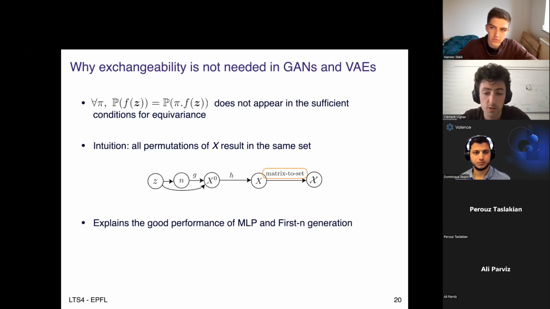If you think about the graphical model, there is this matrix-to-set function at the end that takes as input the matrix and returns the corresponding multiset. So if you permute the matrix, the multiset is the same. That's why exchangeability in the end is not needed. It also explains why MLP is not so bad, and also why first-hand generation is clearly better than independent sampling, which is an exchangeable method.